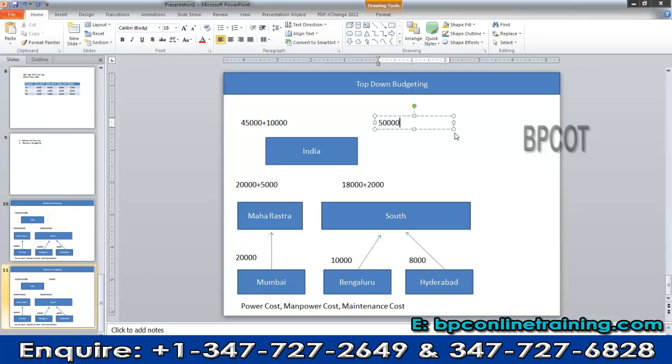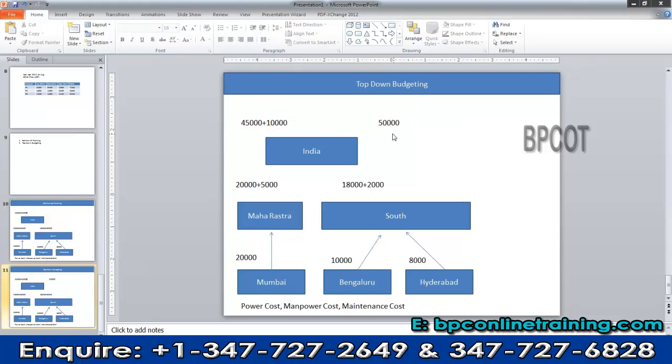Now, how to do that? How to give this money? Because you estimated 55,000 here, but you got only 50,000. So, what happens? This 50,000 will be distributed to the lower levels based on some factor. What is the factor? That may be based on your plan value. Suppose if you plan 1,000, they will give budget accordingly. Suppose 90% or 80% like that.